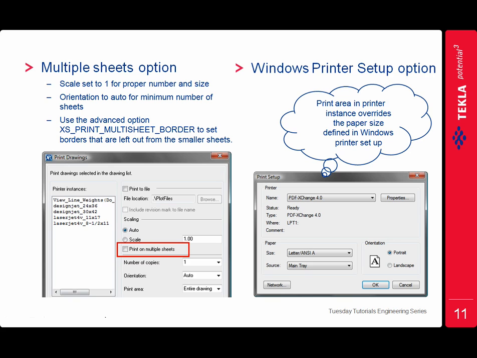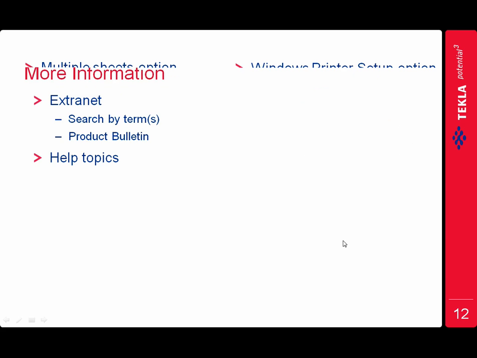And remember that on the Windows printer setup, which there's a button down at the bottom of the print drawings dialog that says print setup, that opens up the Windows control dialog. And remember that if you have a print area defined, then this information here will essentially be ignored.